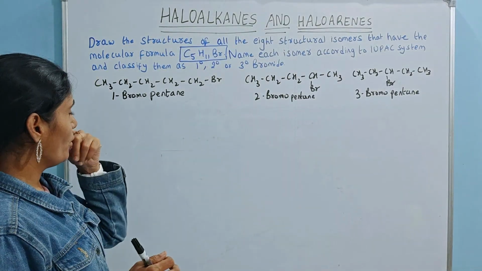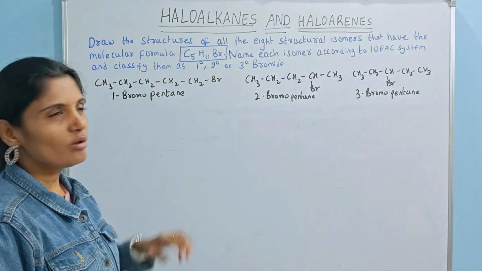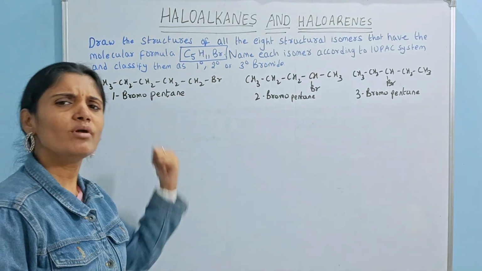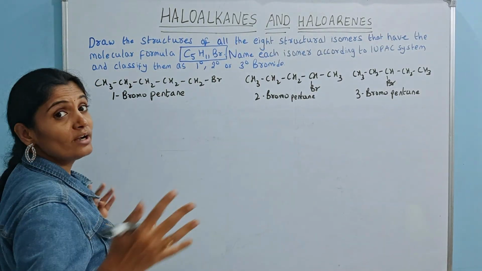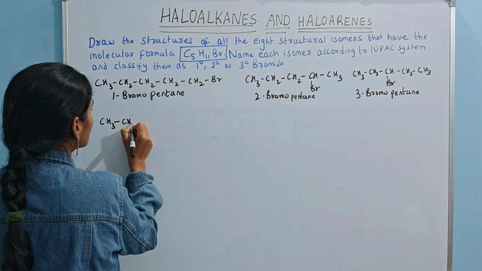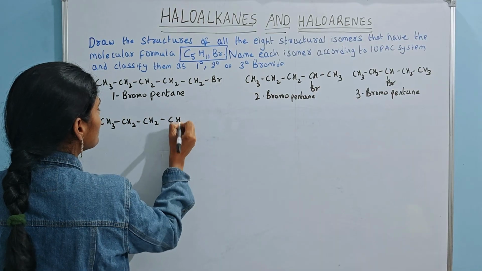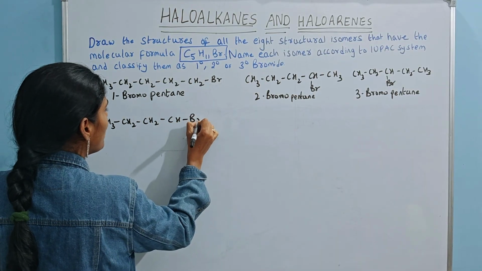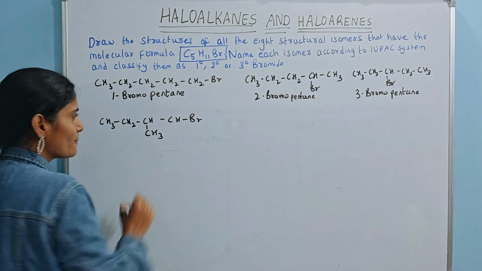Now what can I do? Okay, this is my 5 carbon chain, so I can make it a 4 carbon main chain. From 5 carbons in the main chain, I can make it into 4 carbons in the main chain. So how will I write it? I already got 3. So let us try 5 more now. Okay, CH3, CH2, CH2, CH, okay, Br. Let me put CH3 here.